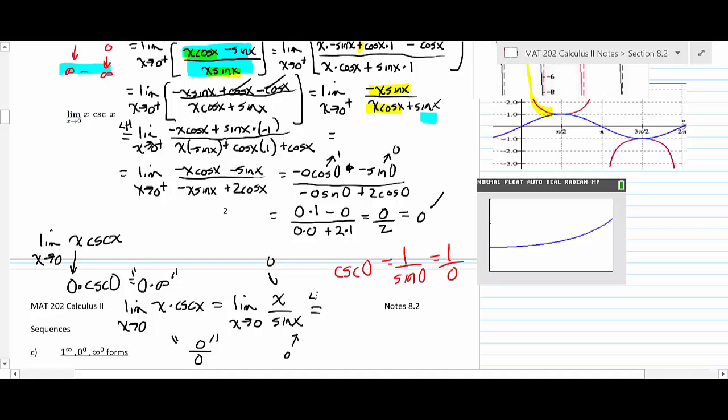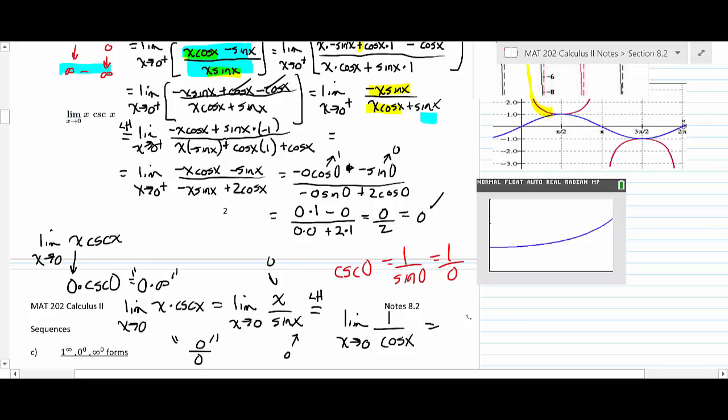So by L'Hopital's rule, you would have the limit as x goes to 0. I think I meant for this to be a right-hand limit. It doesn't really matter, though, because if you're going to an asymptote, you're either going to infinity or negative infinity. That doesn't make any difference. So the derivative of x is 1. Derivative of sine is cosine of x. Plug it in, and then we're done.